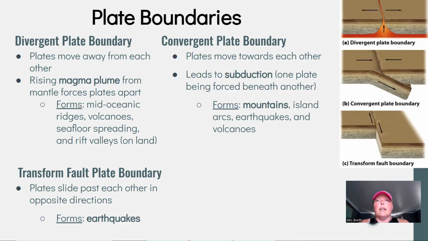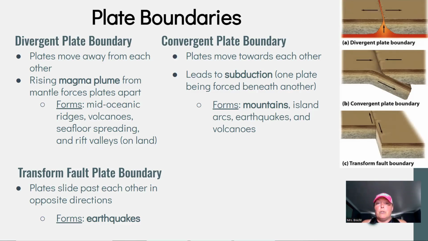So divergent boundaries are when you have two plates moving away, and we'll do some activities to reinforce these ideas. The convergent plate boundary is where the two plates come together, or converge. The plates are always going to move towards each other in convergent boundary areas. That leads to subduction. One plate is going to be forced beneath another plate, and the oceanic plate is usually the one that's subducting because it has more iron in it, so it's heavier. At these convergent plate boundaries, you're going to see mountains, island arcs, earthquakes, and also volcanoes.